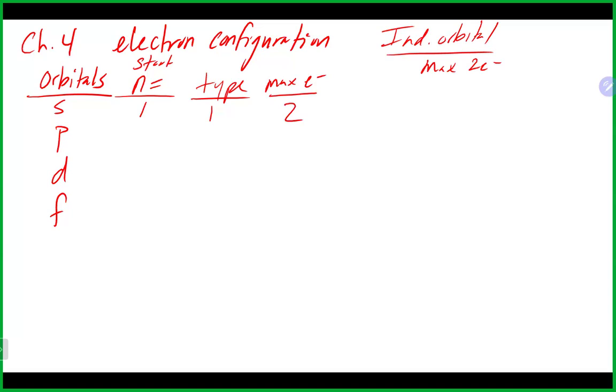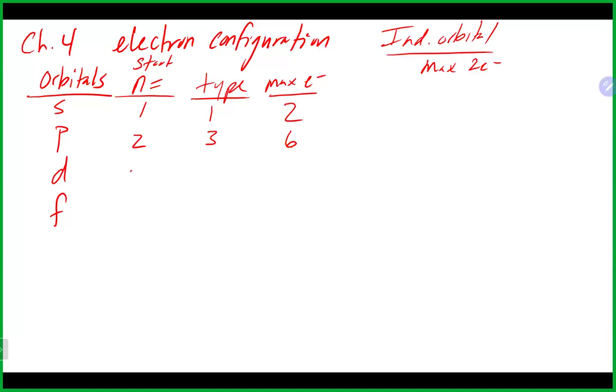Now, p orbitals don't start until you get to the second energy level. And unlike s orbitals, there's actually 3 different types of p orbitals. And again, since each individual orbital could hold 2 electrons, that means if you filled up what is referred to as the subshell, which is basically a grouping of the same type of orbitals on the same energy level, that would get you 6 total electrons.